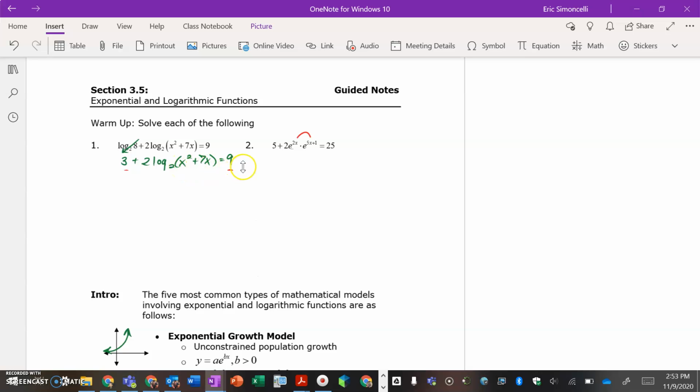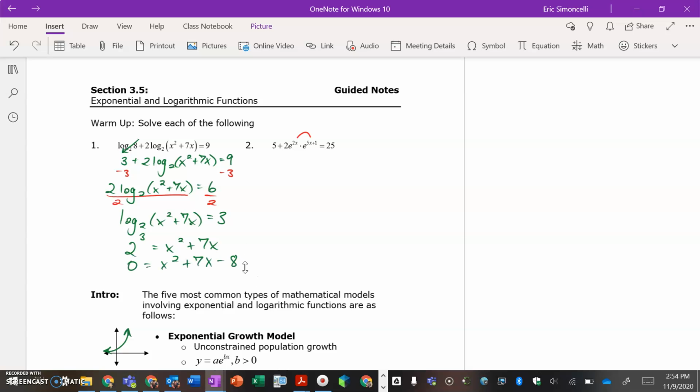In the next step, you can simply go ahead and subtract 3 from both sides. If you do that, you'll end up with 6 on the right side. And on the left side, still 2 log base 2 of x squared plus 7x, and that equals 6. Divide both sides by 2. And in the next step, you'll have log base 2 of x squared plus 7x equals 3. You can rewrite a log as an exponential. So 2 raised to the third power is equal to x squared plus 7x. 2 to the third is, of course, 8.